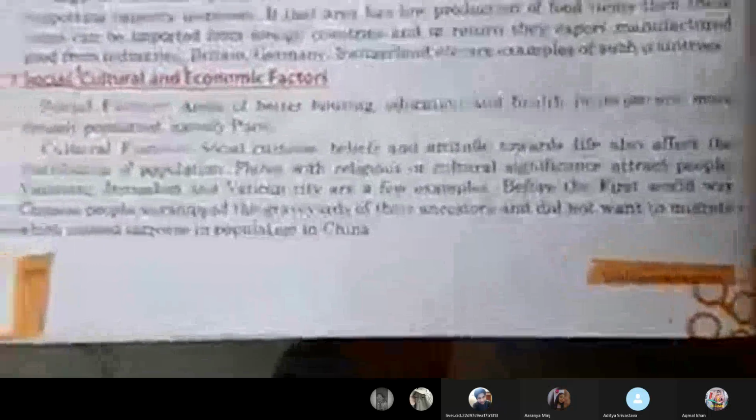So they are telling you the reason that they had stuck there because of the factors. They used to believe that they have to pray in the graveyard of their ancestors, and that is the reason they did not migrate to any other place. And that is the reason why China is very densely populated. Rather, it is the highest in population score presently, India being the second. So these are the cultural factors.